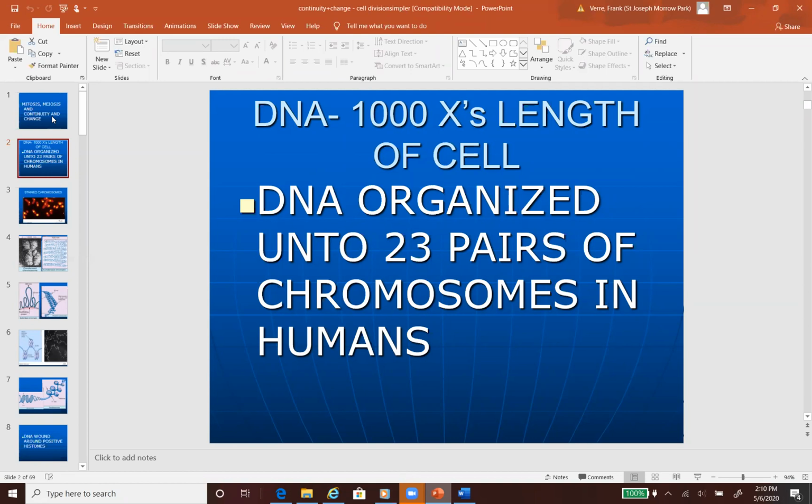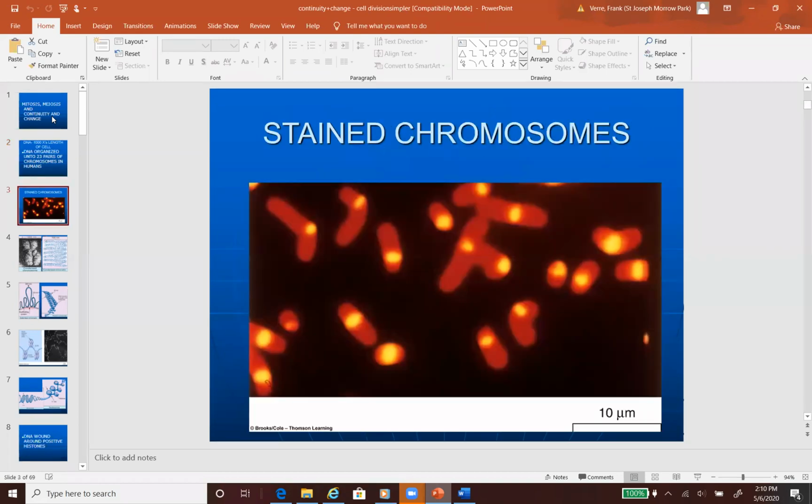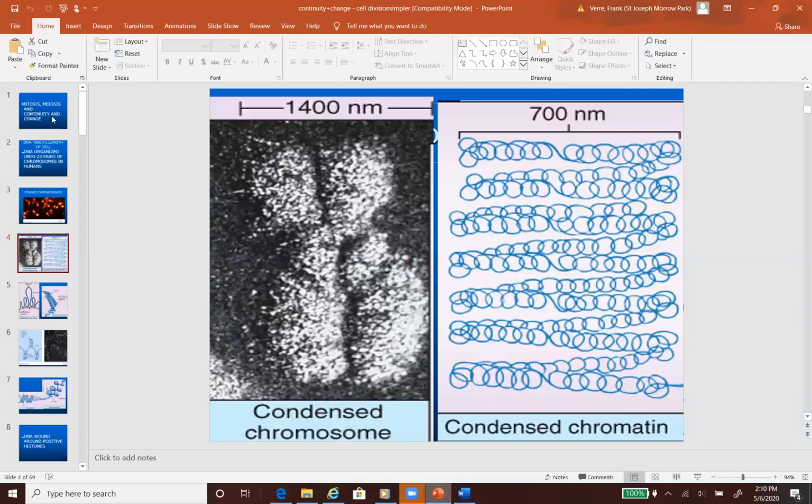It's organized into these things called chromosomes, which you can see here on my image. These are just stained chromosomes, so you can see them. They will look like this. This is probably a structure on the left that you might be familiar with, that famous X-like structure. These are the chromosomes when they thicken up and they condense. So they actually don't look like this normally. They'll only look like that when a cell is going to divide.